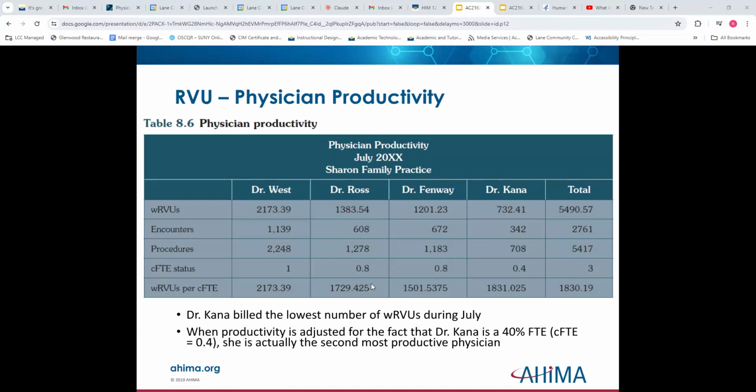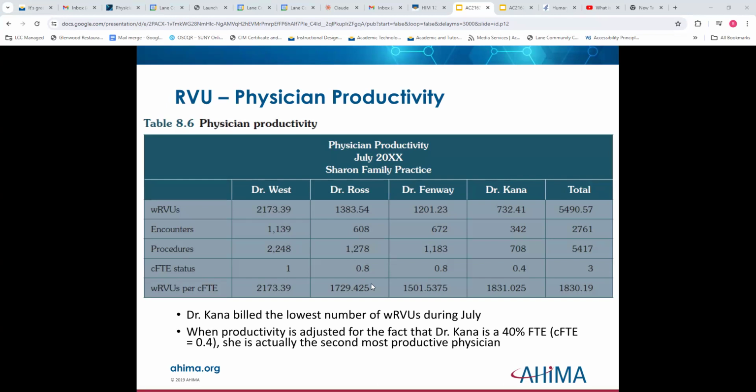So we have Dr. West, who has worked RVUs of 2,173.39. He has had 1,139 encounters, done 2,248 procedures, right? And the worked RVU per FTE is 2,173.39, right?